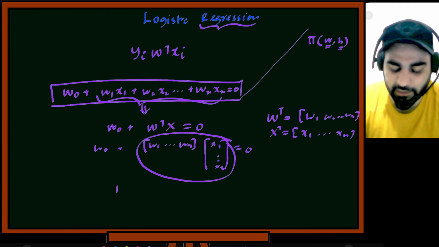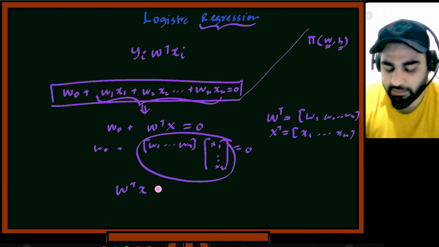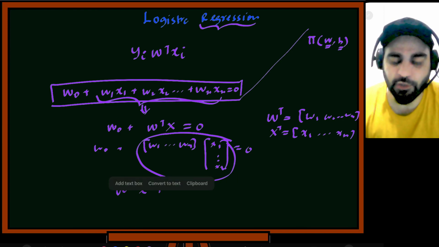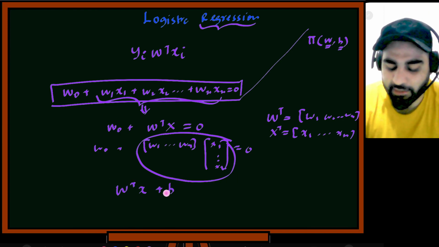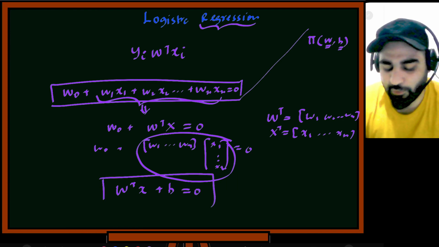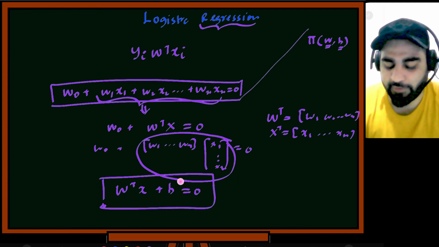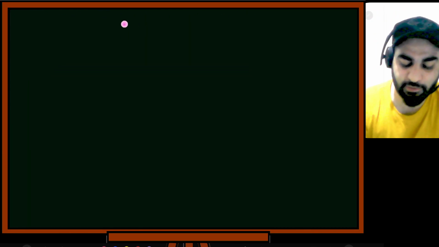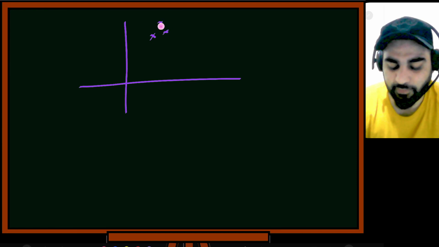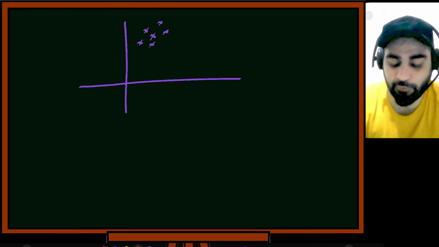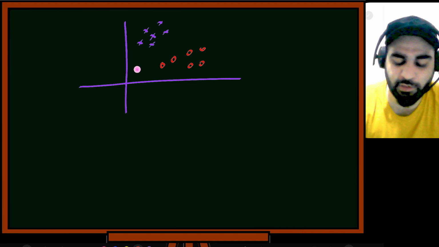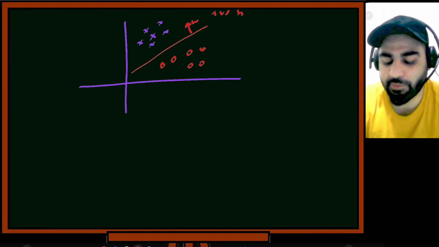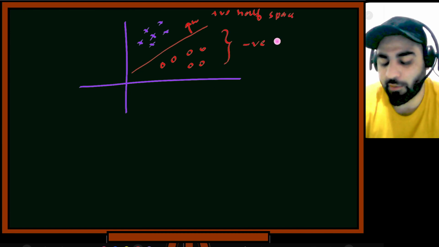In a nutshell, we write w transpose x plus, instead of this w naught, we sometimes write b, the bias, equal to 0. If I know this w vector and I know this b, that means I know the hyperplane uniquely. If data is like this, with positive class data and negative class data, we draw a hyperplane. This is w, this is called the positive half space, and this part over here is called the negative half space.